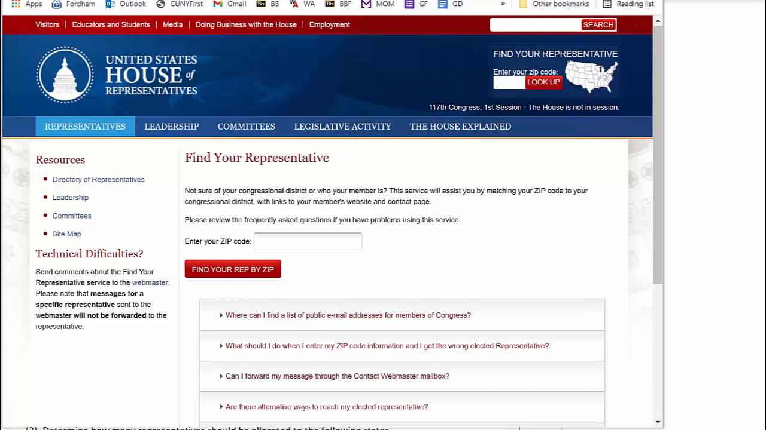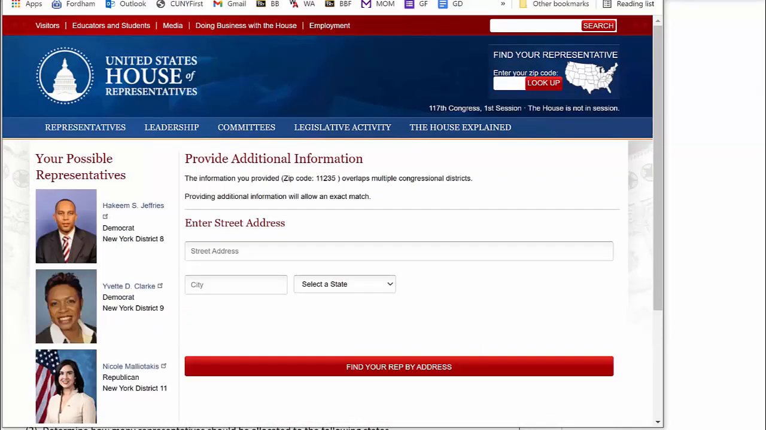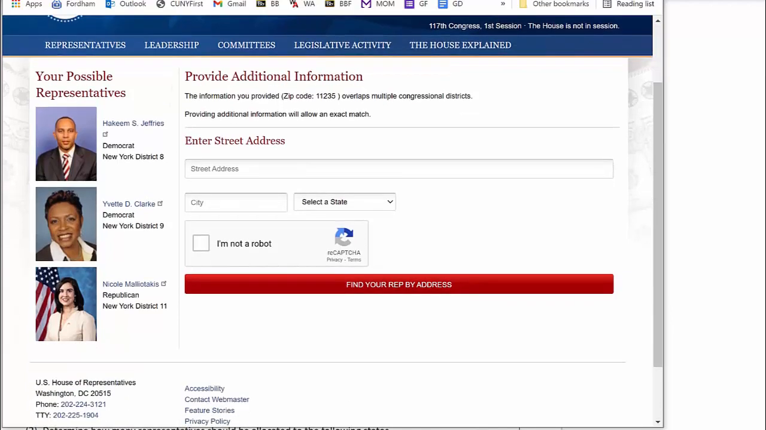Here I pull up the website house.gov, which is the official website for the House of Representatives, which is a branch of Congress. I'm going to put in my zip code, 11235, and look to see what my representatives are. So here they are. It's New York, and these are the ones representing me and people in that zip code based on the geographic location.